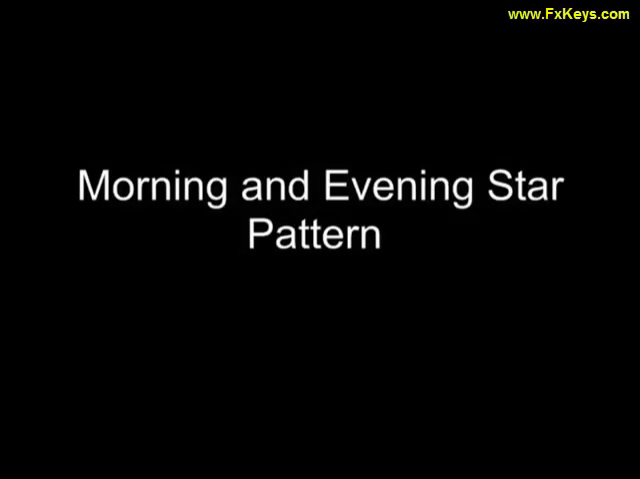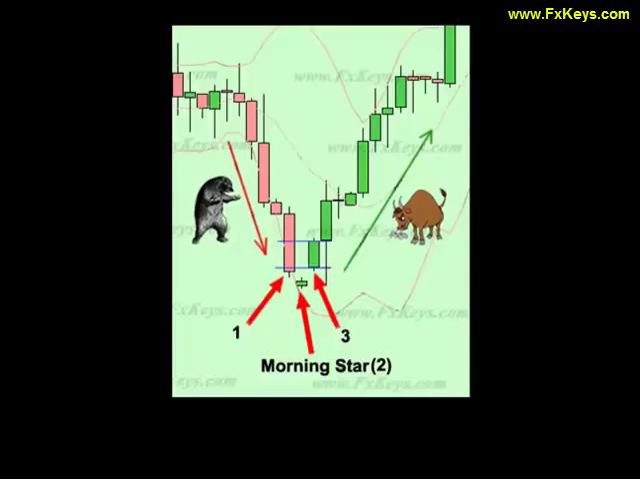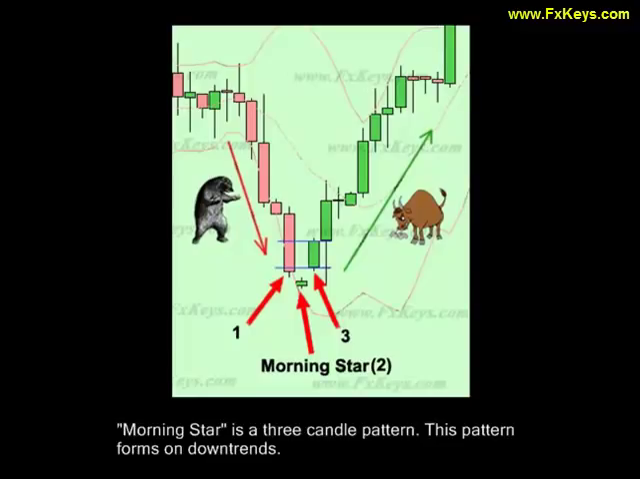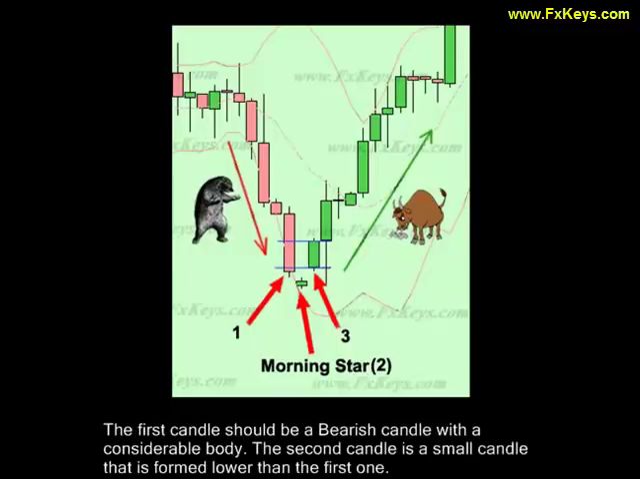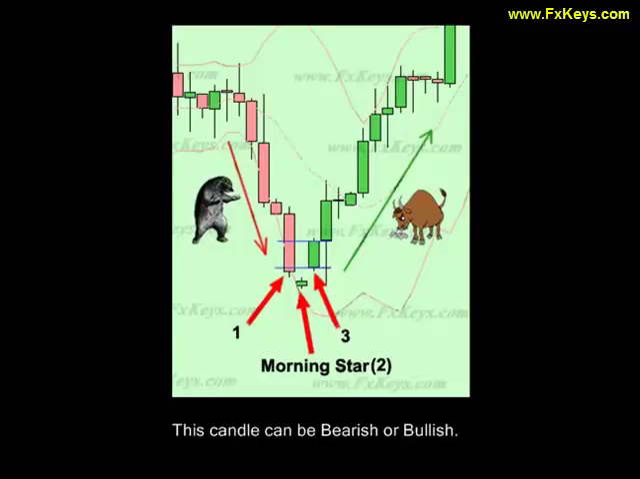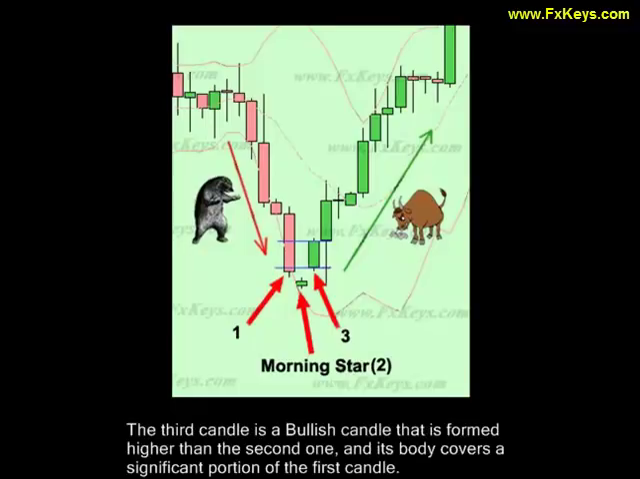Morning and evening star pattern. Morning star is a three-candle pattern. This pattern forms on downtrends. The first candle should be a bearish candle, with a considerable body. The second candle is a small candle, that is formed lower than the first one. This candle can be bearish or bullish. The third candle is a bullish candle, that is formed higher than the second one, and its body covers a significant portion of the first candle.